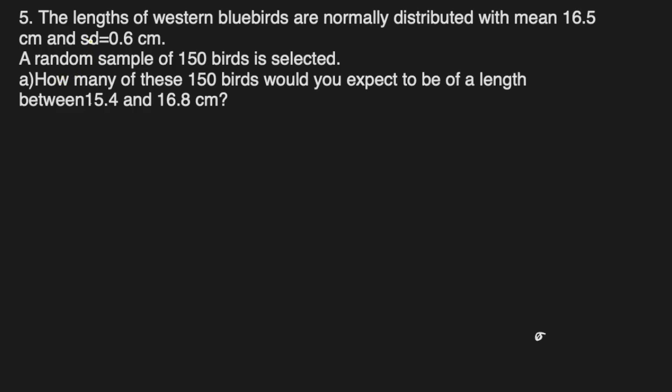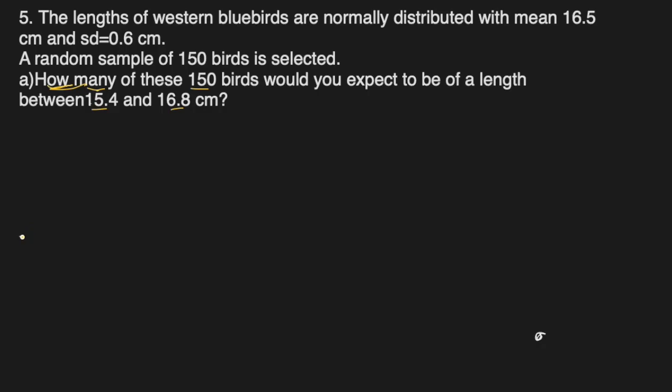Question 5. The lengths of western bluebirds are normally distributed with mean 16.5 centimeters and standard deviation 0.6. A random sample of 150 birds is selected. A. How many of these 150 birds would you expect to be a length, how many, okay, not probability, between 15.4 and 16.8 centimeters?